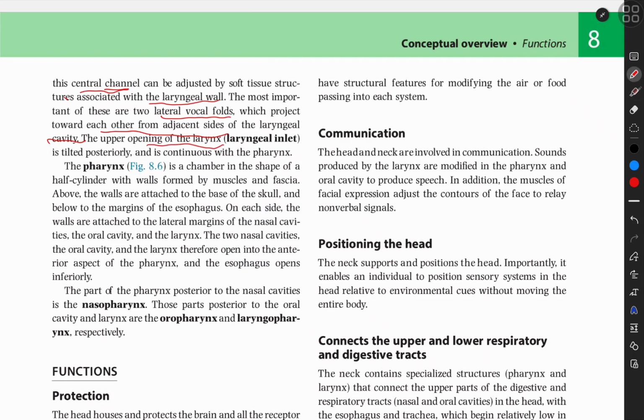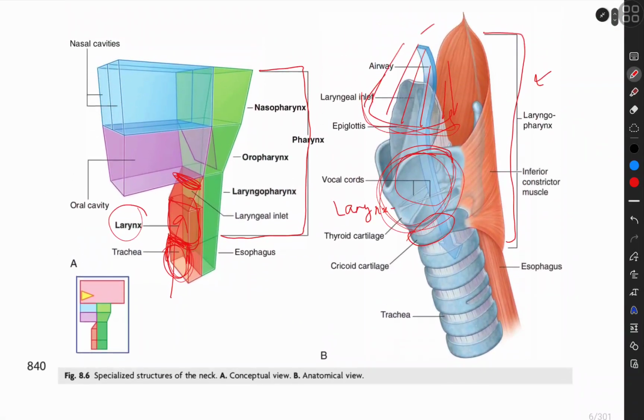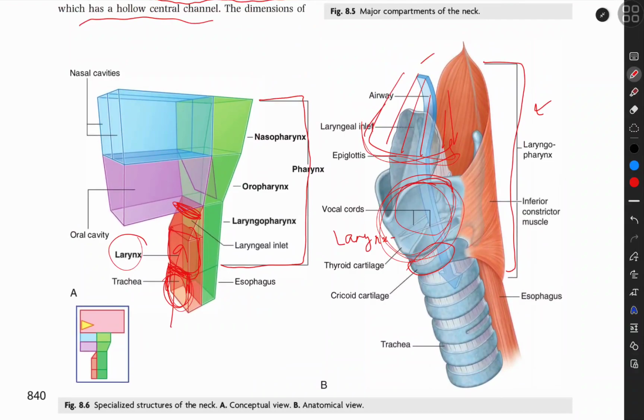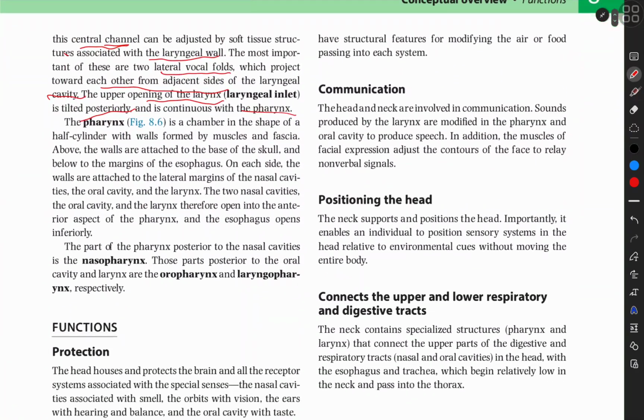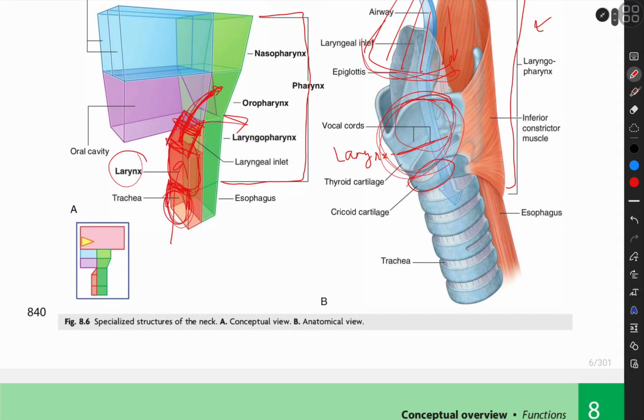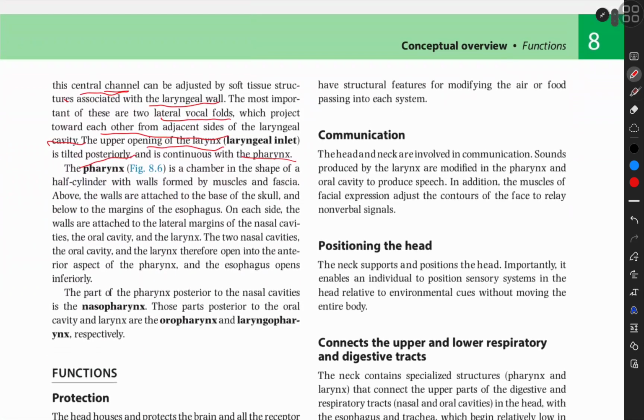The upper opening of the larynx, the laryngeal inlet, is tilted posteriorly and is continuous with the pharynx. This is the laryngeal inlet, tilted posteriorly, and it opens up into the pharynx. And the vocal cords they're talking about, these two are the vocal cords.